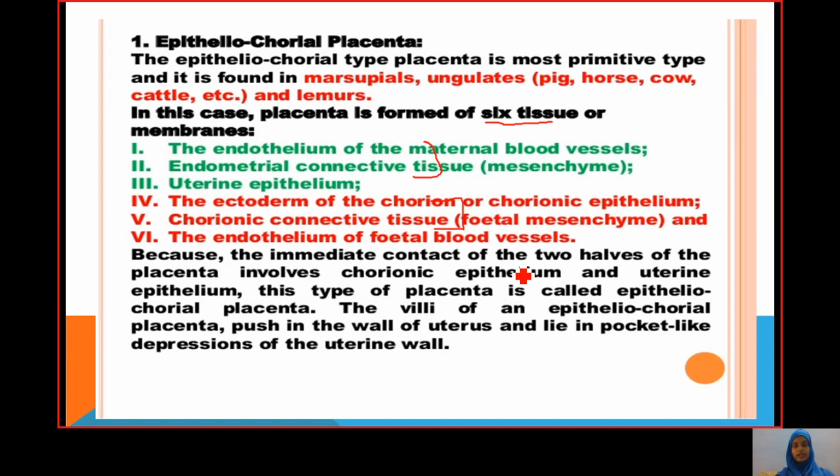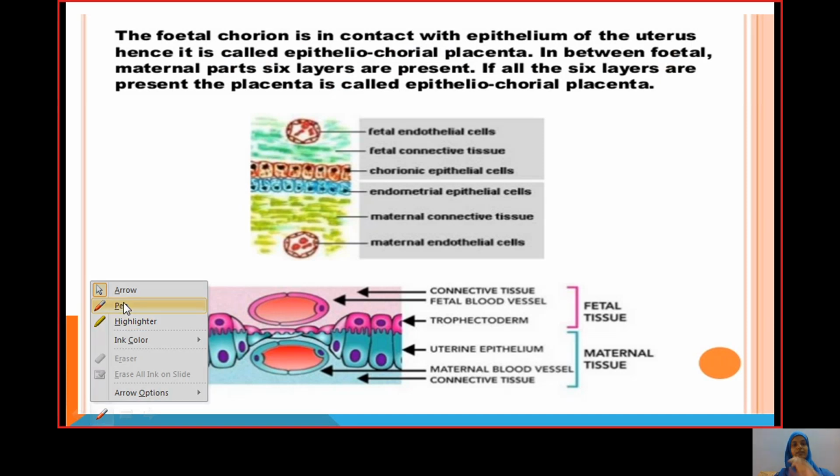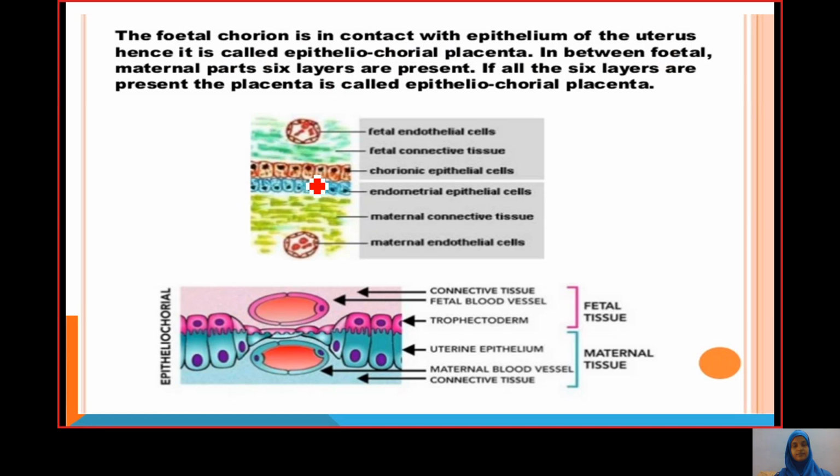the immediate contact of the two halves of the placenta involves chorionic epithelium and uterine epithelium. This type of placenta we call the epitheliochorial placenta: epithelium of the mother and chorionic layer of the fetus. Here it lies in pocket-like depressions of the uterine walls. In this you can see pocket-like depressions. It is an example of epitheliochorial placenta. See here, 3 layers are from the fetus, 3 are from the mother.